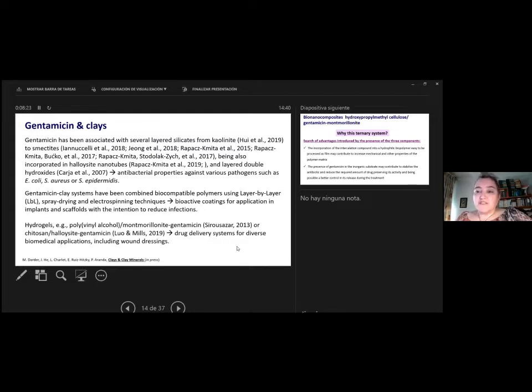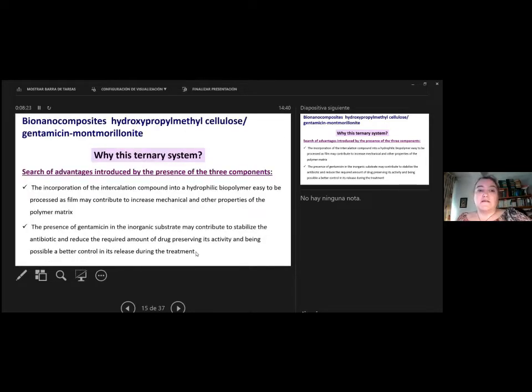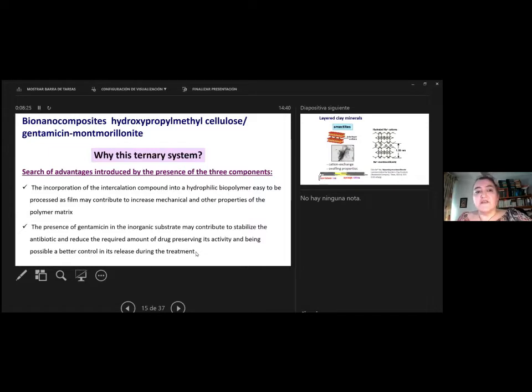So the first example I will show you is the combination with a biopolymer, just a classical bionanocomposite, in which we have selected hydroxypropyl methyl cellulose as biopolymer. Why this ternary system? We chose this biopolymer because it is highly hydrophilic, which means we will have a system with water and can have release of the antibiotic, or make it more stable and accessible for the activity it has to have.